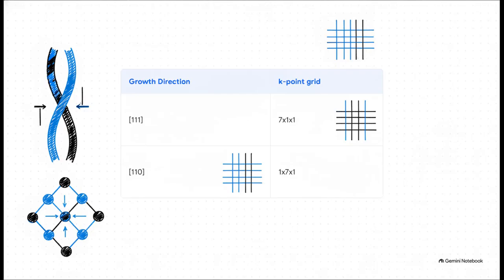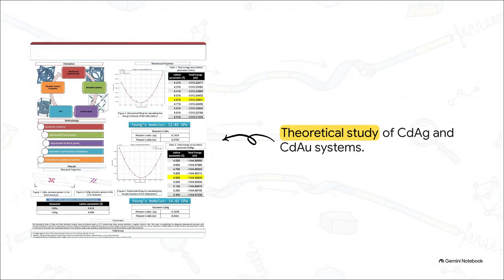That level of precision also dictates the growth directions, meaning the structural optimization required very specific K-point sampling grids. If we look at the 111 growth direction, a 7x1x1 grid was used. On the flip side, for the 110 direction, it was a 1x7x1 grid. This rigorous optimization phase was absolutely crucial. It allowed the researchers to pin down the equilibrium configurations and really understand how the geometry of these specific nanowires drives their overall physical effects.